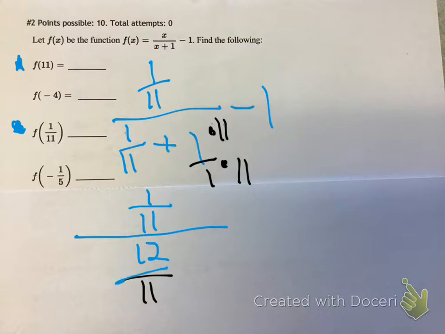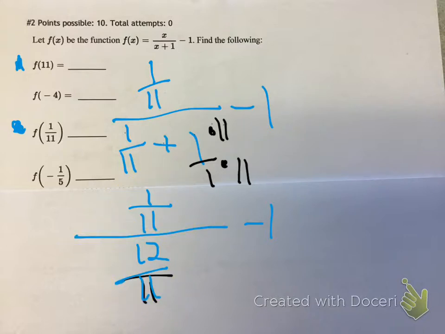Ta-da, 12 over 11. Looking good. And then minus 1 we haven't dealt with, so we'll deal with that in a second. But right now I'd like to focus in on we still have this divide problem to deal with. And so remember, it is a divide. Whenever you see a fraction bar, that's not just 1/11th over 12/11ths. That's 1/11th divided by 12/11ths. And so that's a quick way to handle it.